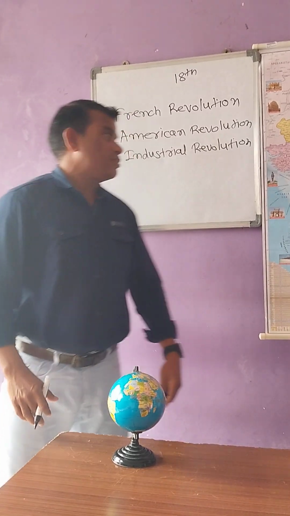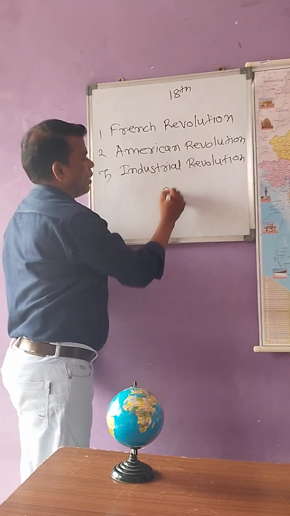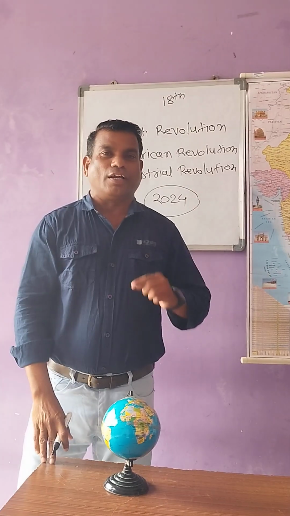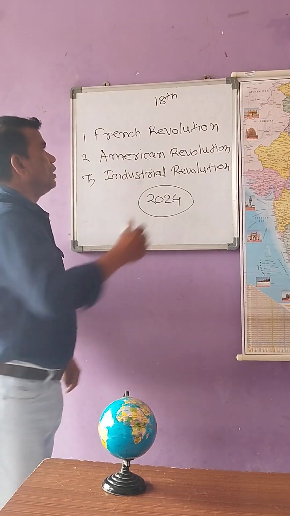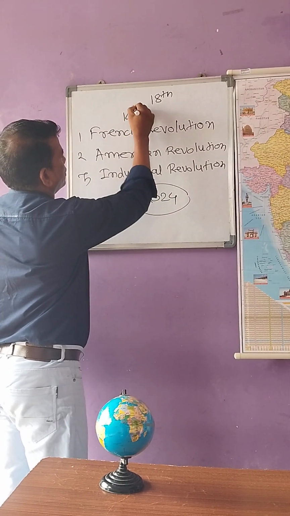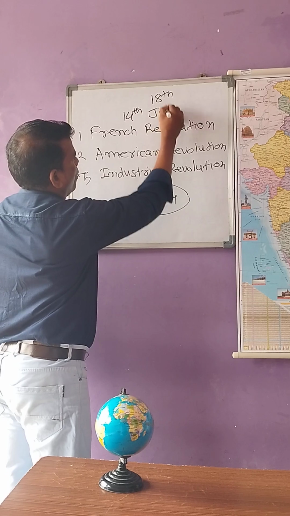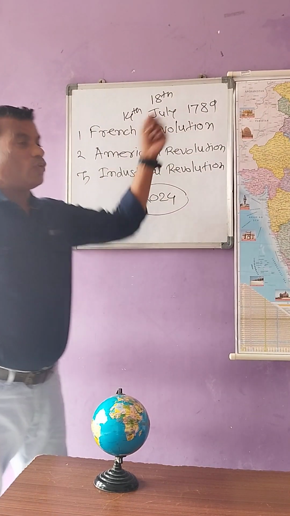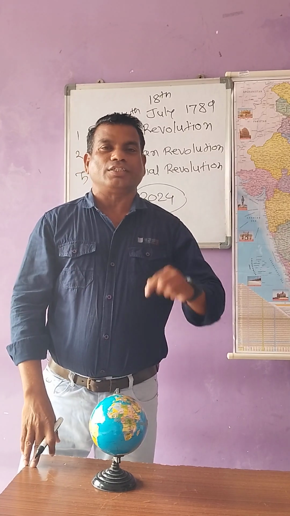national day in France. Today we are in 2024, and France is a democratic country. But in the 18th century, before 14th July 1789, such conditions didn't prevail in France.